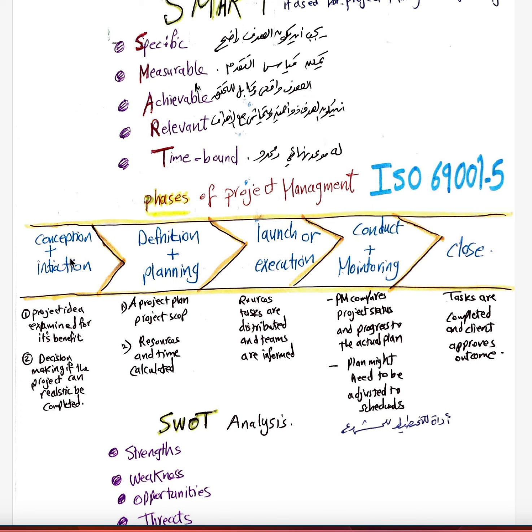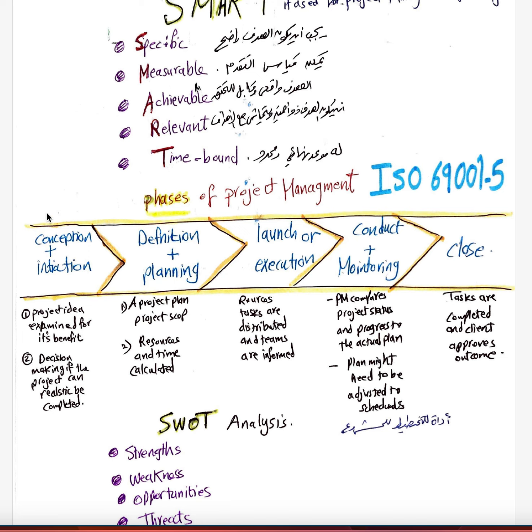And then after we make the plan or the map for that, we go to the launch or execution. That means we start this project and do all the steps that we have to do. And then the conduct and monitoring, the other thing that we have to conduct and monitor, like by multiple visits. And finally the close. So these are the phases or steps of project management.